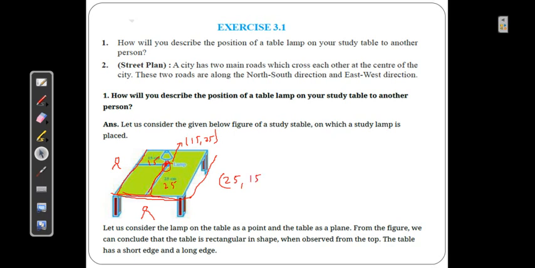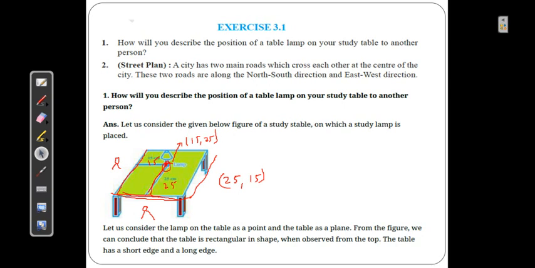Let us consider the figure given below of a study table on which a study lamp is placed. Let us consider the lamp on the table as a point and the table as a plane. From the figure, we can conclude that the table is rectangular in shape. So in the exam, don't draw this drawing. Just draw a simple rectangular table and one line there. When observed from the top, the table has a short edge and a long edge, right?